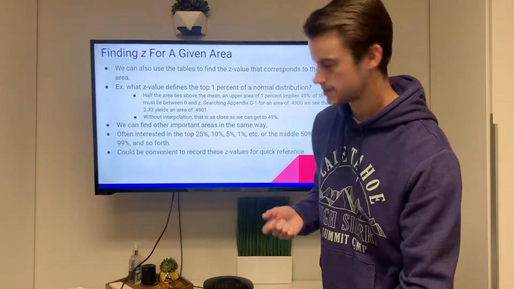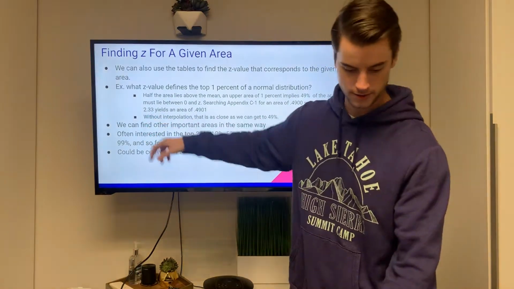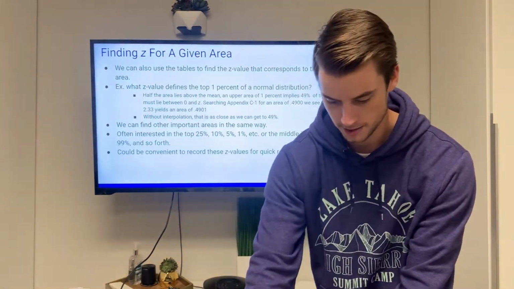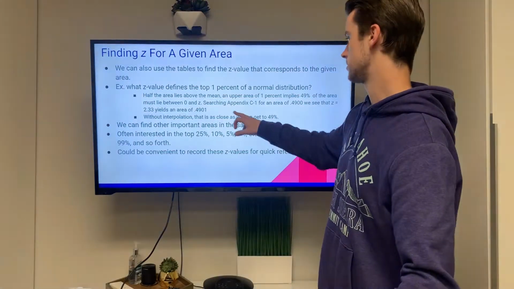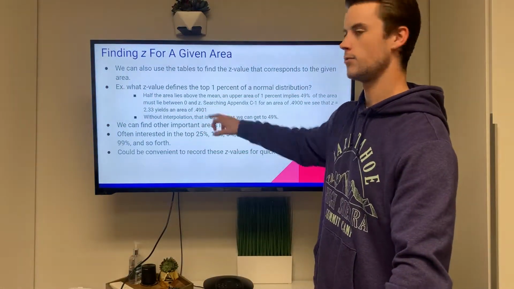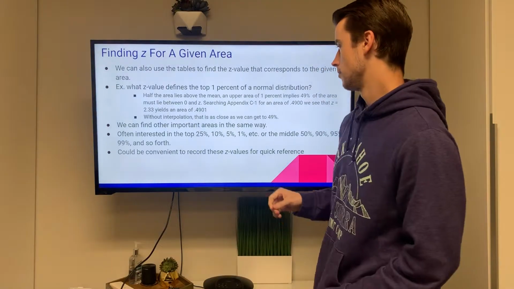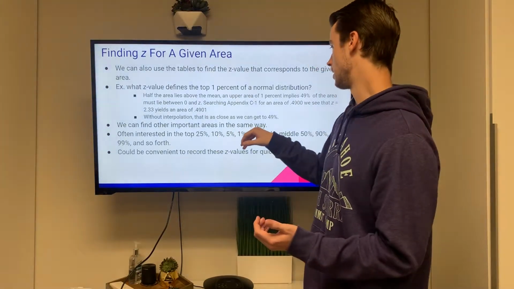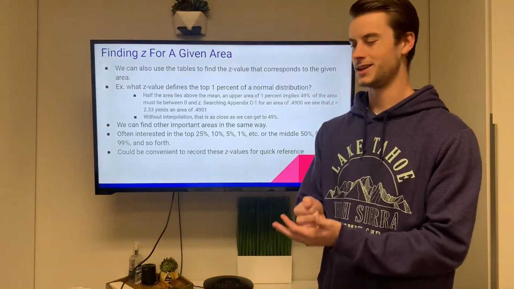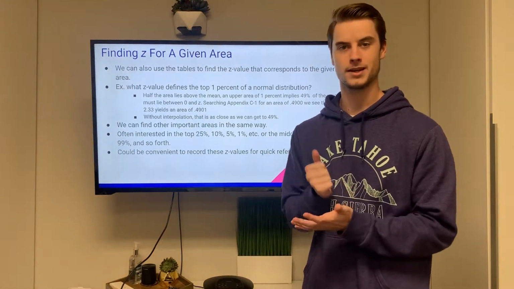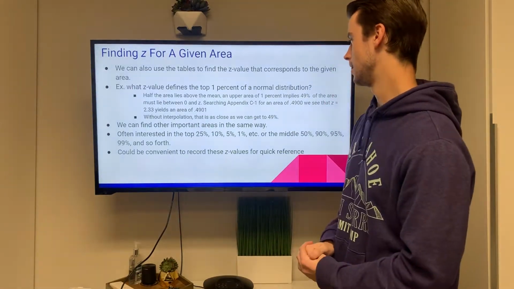And in this case, we find that the z-score is 2.33. So if you go to 2.3 and then 0.03 in your data table, you can find that the area under the curve is 0.4901. That's the closest we can get to 49%, right? Without interpolation, this is as close as we can get. A lot of times you won't get exactly on it, but as close as we can get, that's the z-score we use, okay?